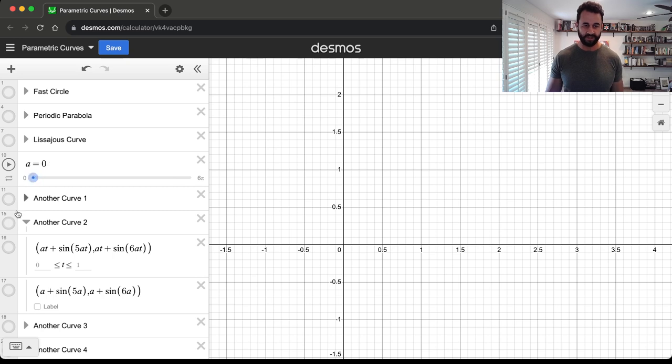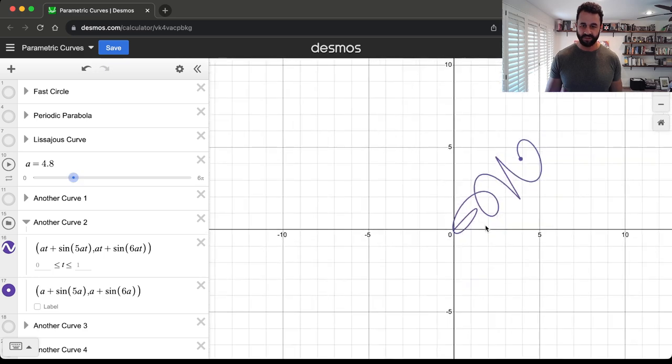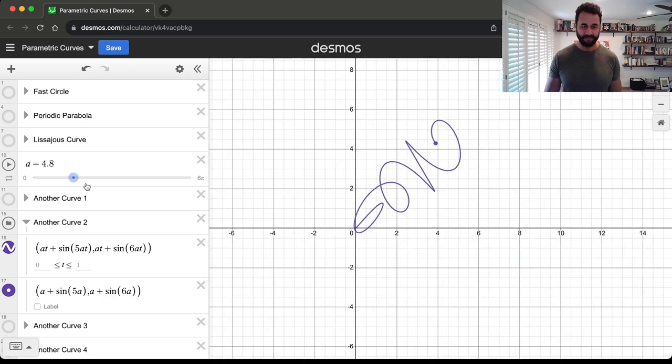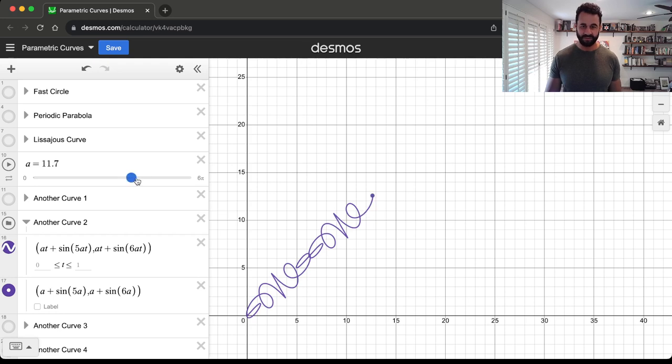Oh, I suppose I should actually turn it on. There we go. Now let's look at this curve. So we start at the origin and then we go like this. Whoa, where is it going? Got to zoom out. Whoa, it's still going? Here, let me pull out this way a little bit. Oh, there we go. That's a cute little thing. Almost looks like a signature, right?